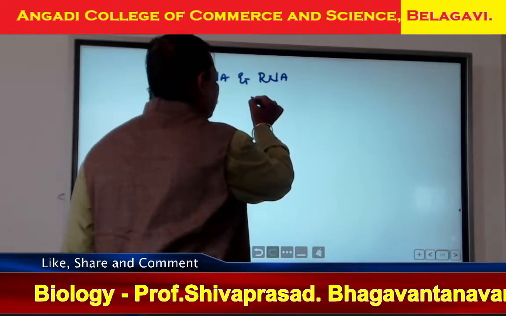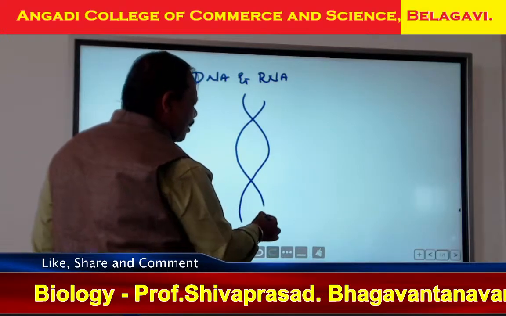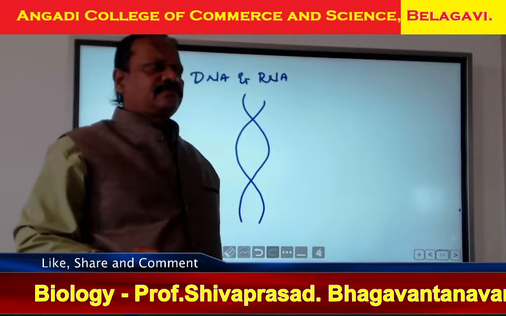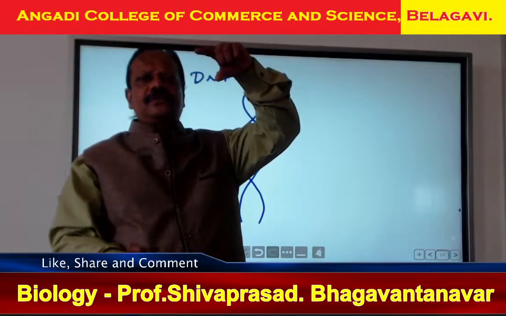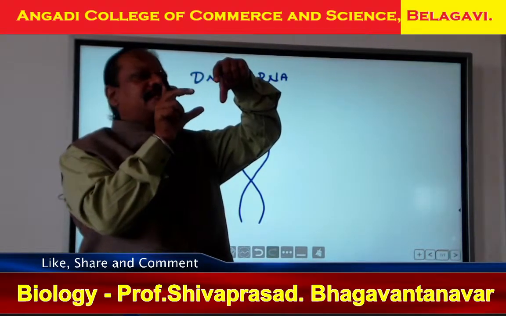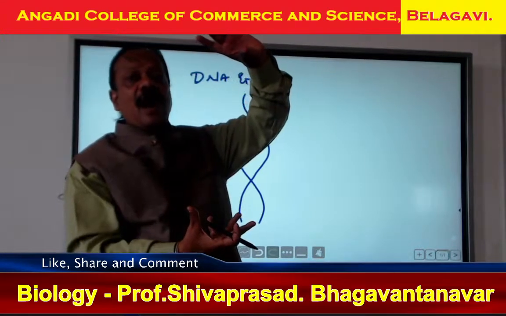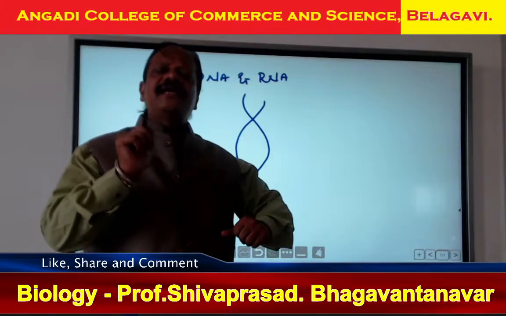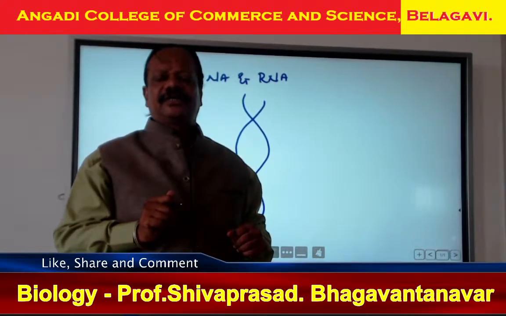How was it actually? The DNA appears like this. I can give you a very nice idea. Suppose you are holding a rope ladder, two sides there will be a rope, and in between it is attached with the steps. If you twist the rope ladder, the way it appears is the same way the DNA appears. Now here, DNA contains a double helical structure.